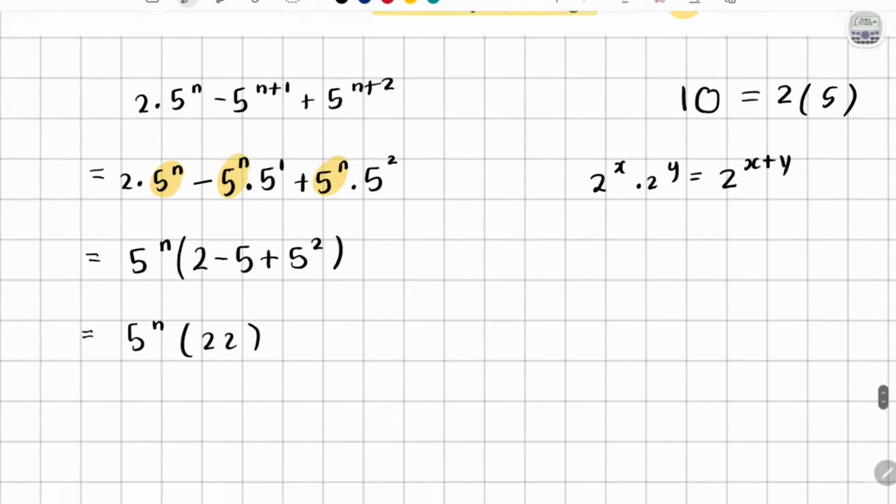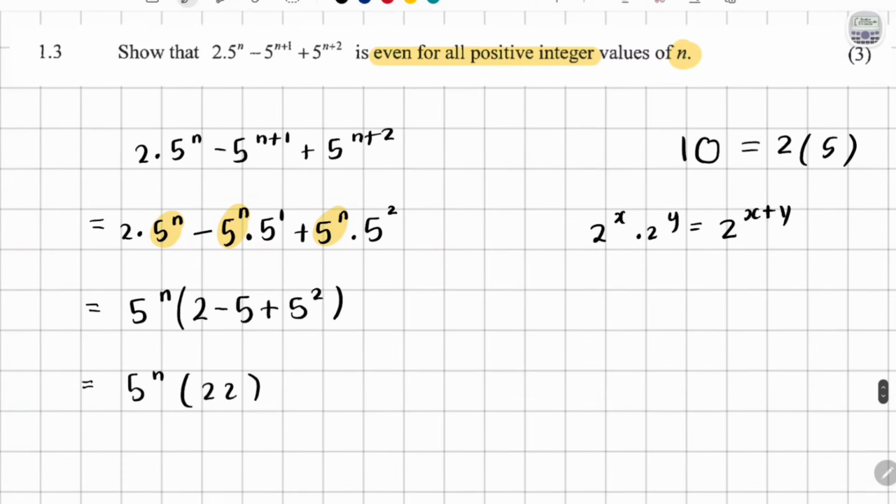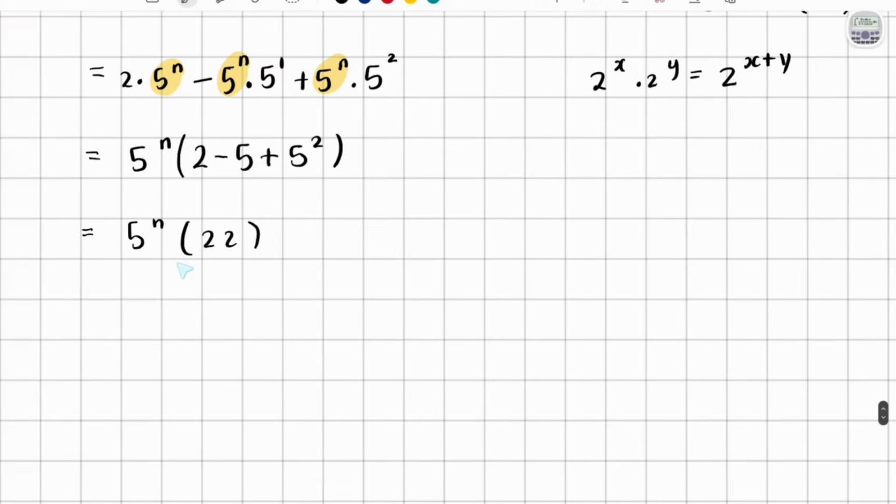even. But remember the rule that for you to show that something is even, you have to show that it can be divided by 2. So in order to show it can be divided by 2, you need to show them that it has a factor of 2 in it. So we can take out a common factor of 2 here. Remember, this is one term on its own. So I'm taking out a common factor of 2 from this term.